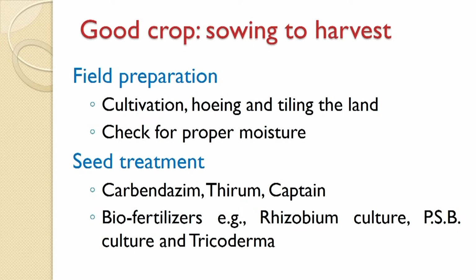Before going to any type of cultivation, we must prepare the field for sowing as well as to grow the crops. In this field preparation technique, there are various methods that can be employed, that is cultivation, hoeing or tilling. These methods can be employed on the land if there is proper moisture content. So first we need to check the moisture content in the soil, and after that we will go for field preparation.